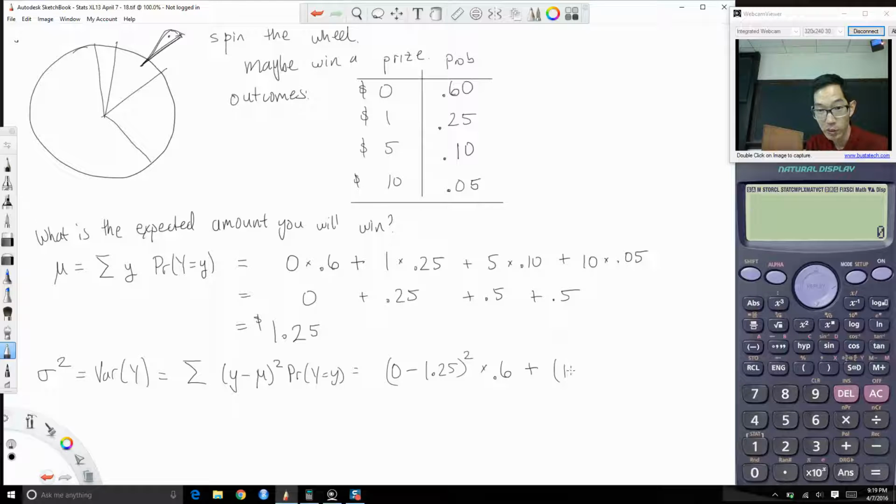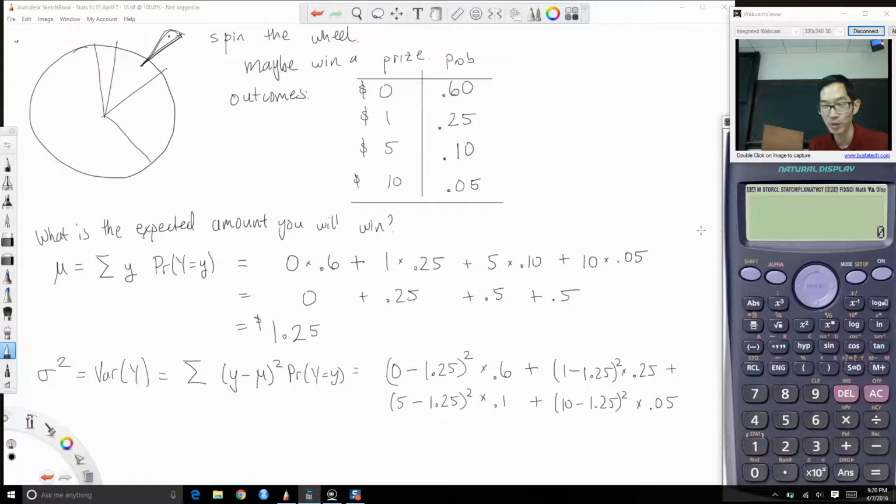And then I take the next one, 1 minus 1.25. I square that distance and I multiply that by its probability. And so this is just a matter of punching this into your calculator at this point. And I multiply this by 0.10, and 10 minus 1.25 squared, and I multiply that by 0.05. It is interesting to note that for the mean, that single $10 prize option contributes almost 40% of the expected value here. So if you keep playing the game until you hit that 10, you're not really getting what you're expecting here, or the 5, I guess.